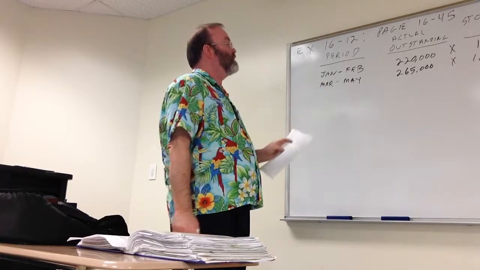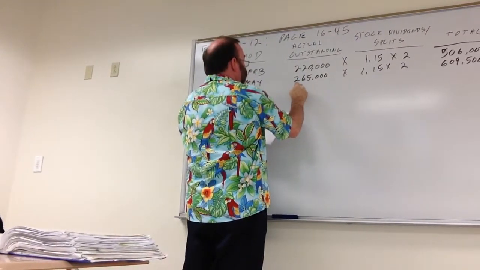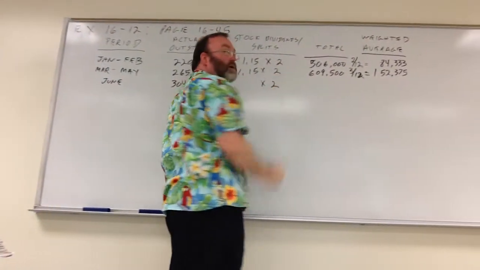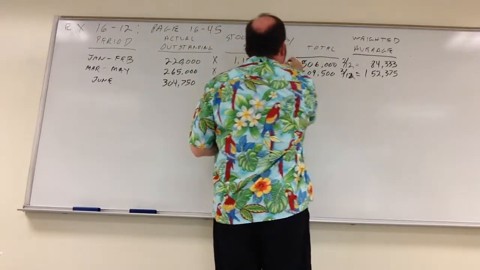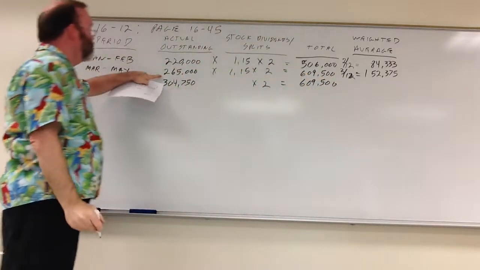Then on June 1st, you're actually going to issue the 15% stock dividend. So for the month of June only, you're going to actually have 304,750 shares. That's just the 115%. That's after the stock dividend was issued on June 1st. Yes, that's just 265 times 1.15, which is 304,750. But you still have to multiply it by 2 because the stock split's going to occur. And when you double that for the stock split, you get the same number, 609,500.